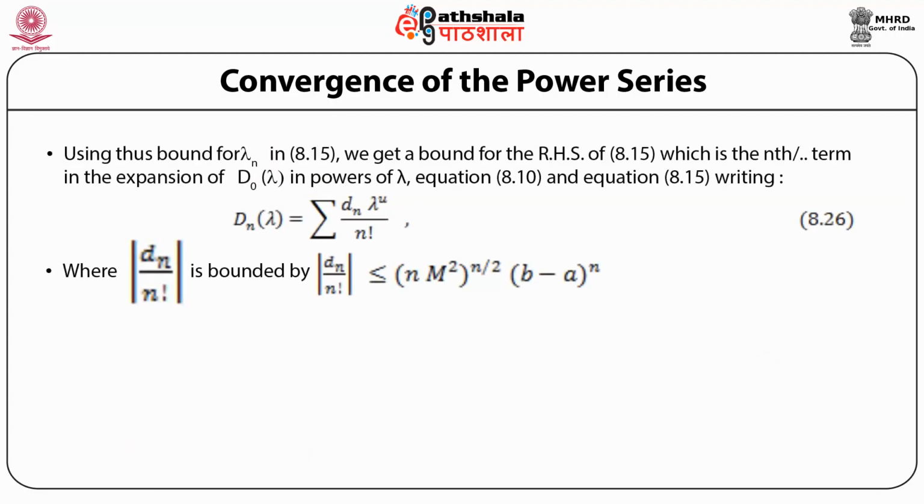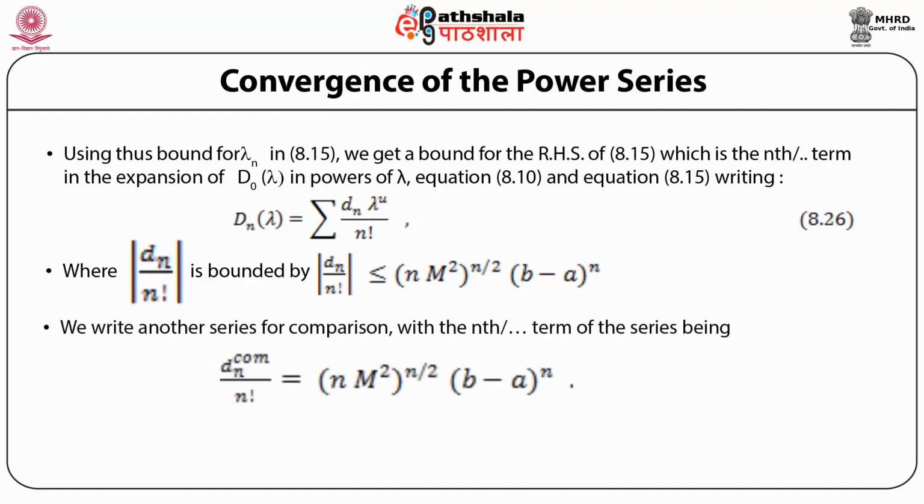So using the bound for Δ_n in equation 8.15, we get a bound for the right hand side of equation 8.15, which is the nth term in the expansion of the determinant D_0 of lambda in powers of lambda. Equations 8.10 and 8.15. Writing now D(λ) in powers of λ^n as the sum over n of D_n λ^n by n factorial, where D_n by n factorial is bounded. In fact, the mod of that is bounded. So the mod of D_n by n factorial is bounded by (n m squared)^(n/2) into (b minus a)^n.